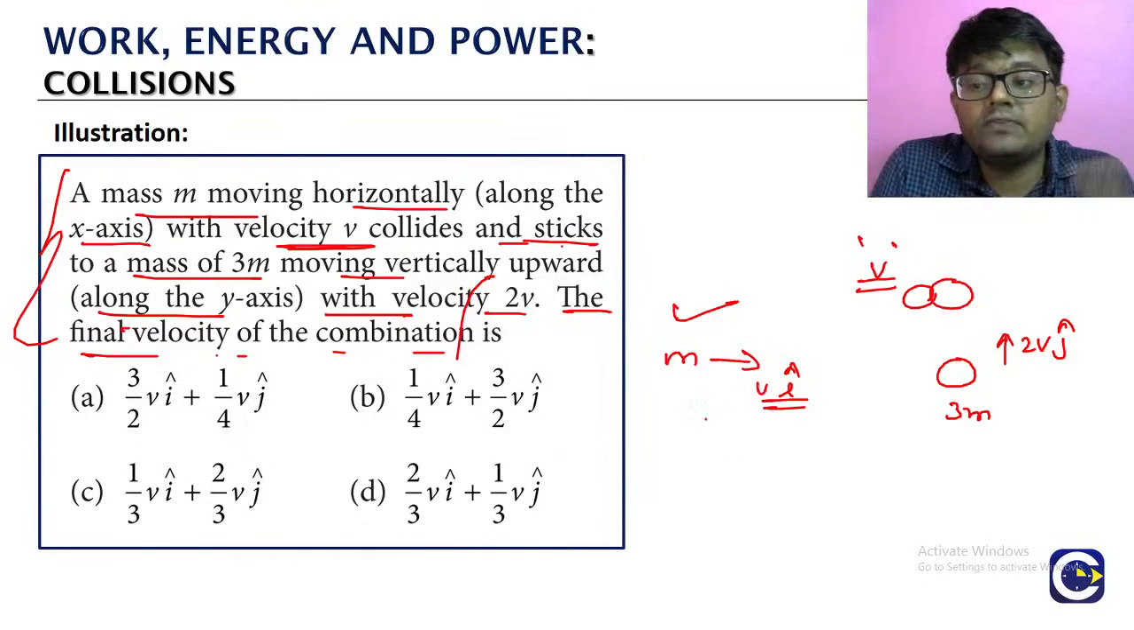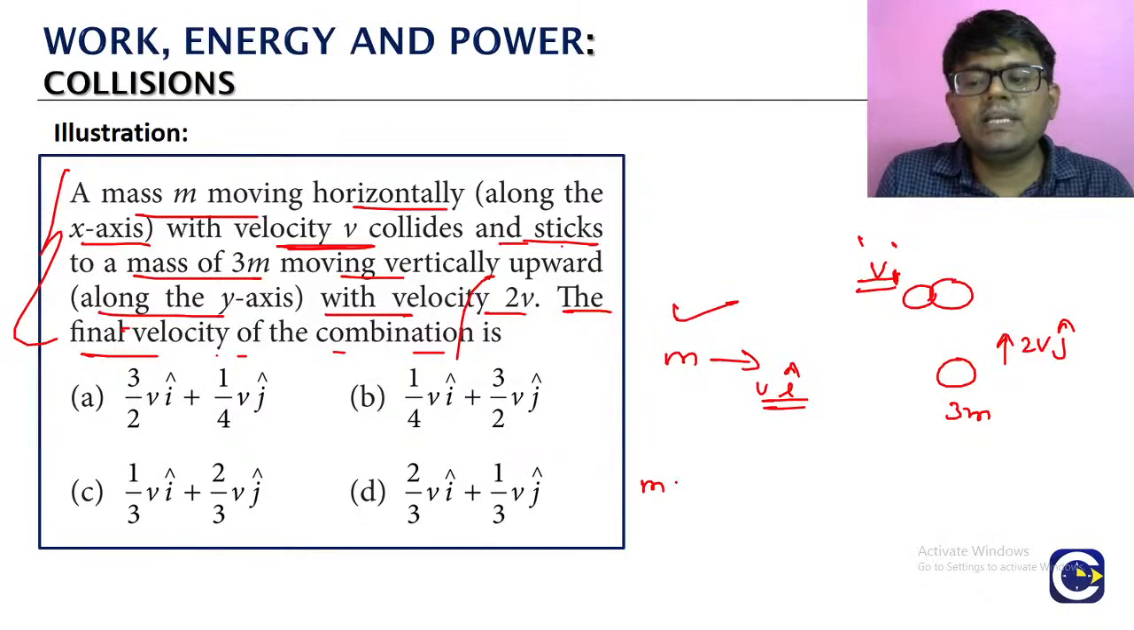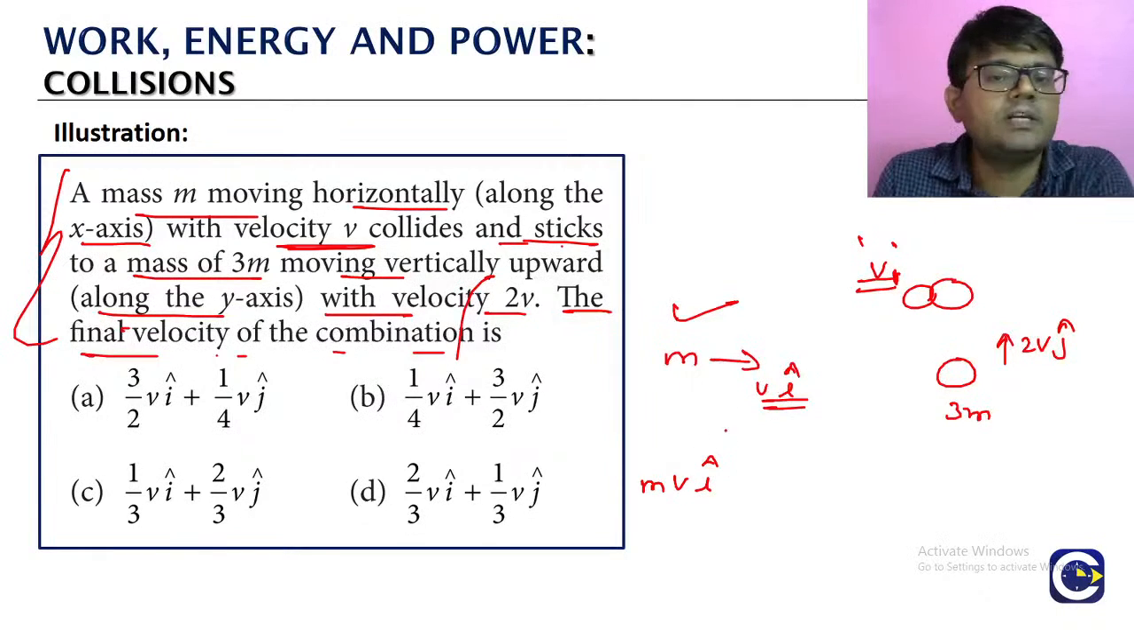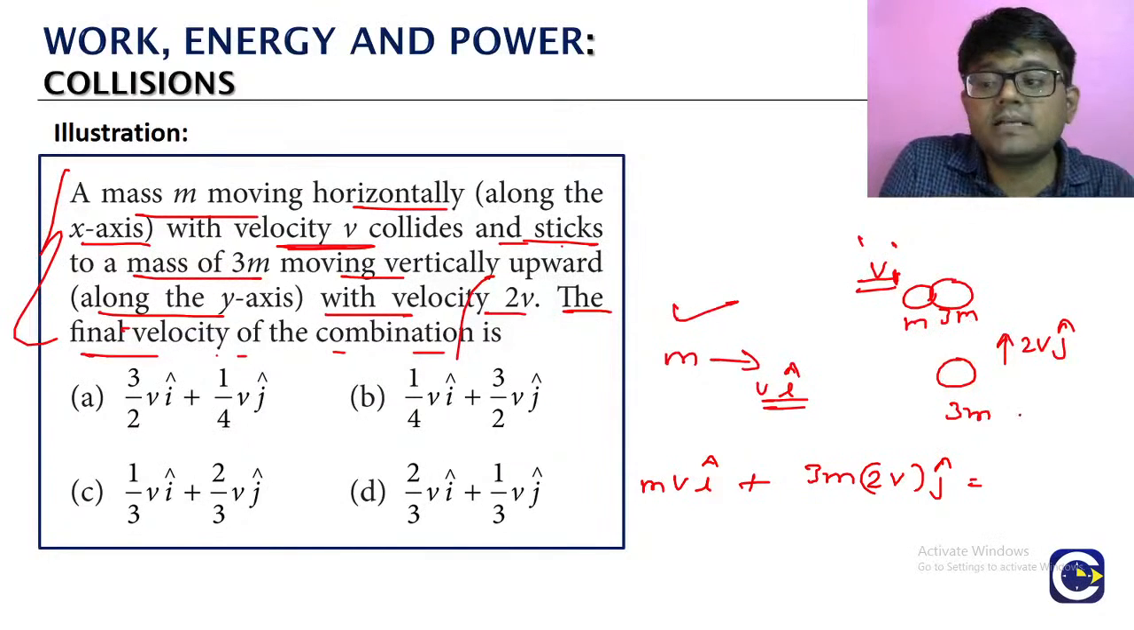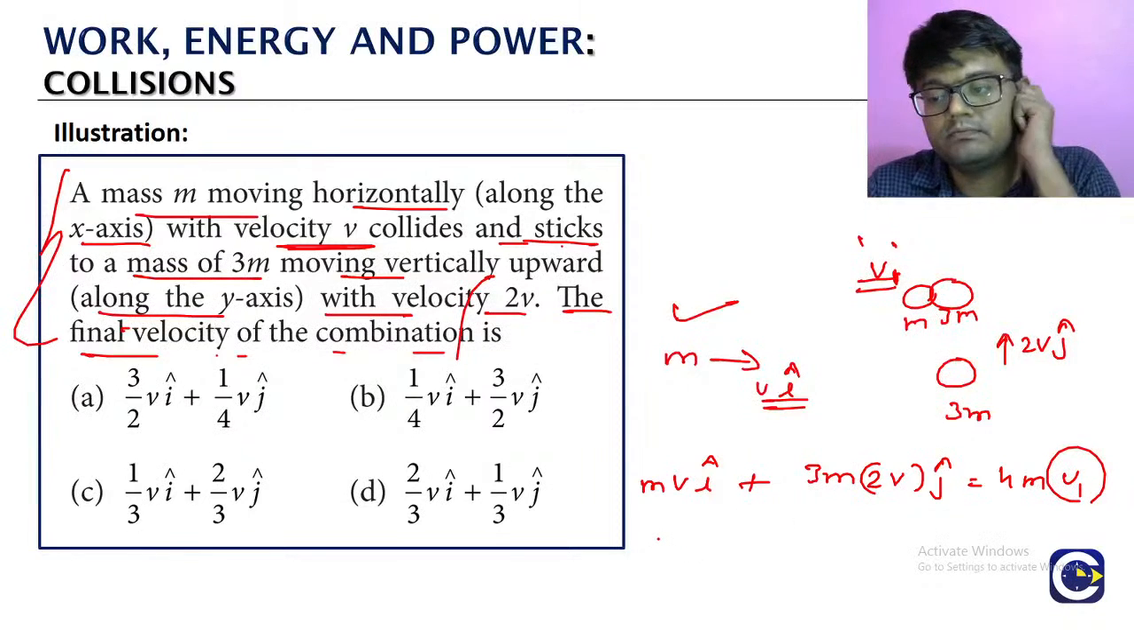So what will we have? Let us call the final velocity v1, so that we can see the difference. The initial momentum of mass m is m v i. What about the momentum of 3m? 3m into 2v j. That is the total initial momentum. The final momentum: m and 3m are moving together, so the total mass is 4m, giving 4m into v1. This v1 is what we are looking to find.